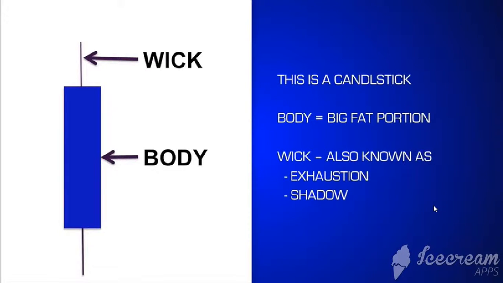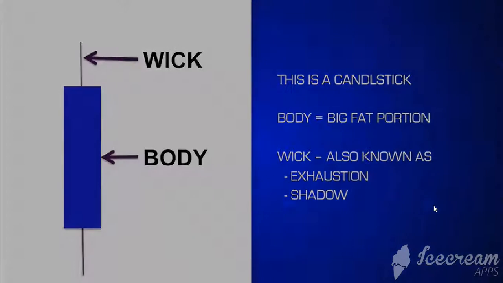In this picture, you see an example of a candlestick. These are called Japanese candlesticks, or you usually find them on the OHLC chart. I'll talk about that shortly. So this candlestick is made up of a big fat region called the body, and then the little skinny things coming out of it are called the wick, also known as the exhaustion or the shadow. It's good to follow these because they tell you a lot. I'm going to go into what each of these mean on the next slide.